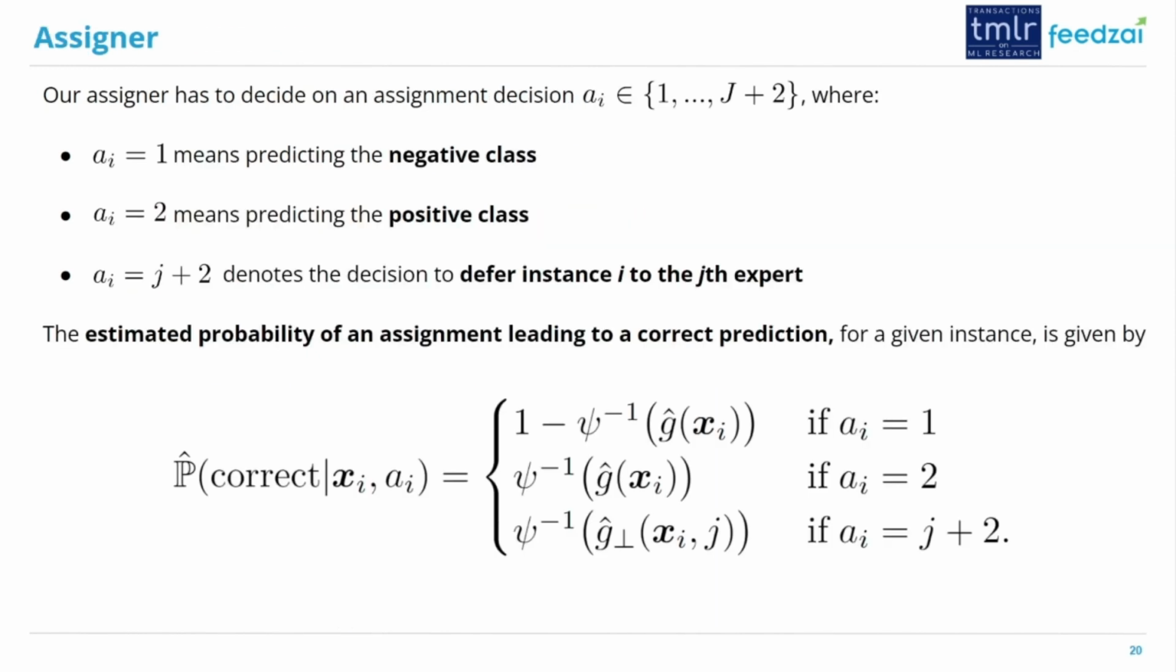In short, our assigner has to decide on an assignment decision ranging from integers 1 to J plus 2, where 1 means predicting the negative class, 2 means predicting the positive class, and j plus 2 denotes the decision to defer instance i to the jth expert. The estimated probability of an assignment leading to a correct prediction for a given instance is then given by the following expression, which uses the scoring functions trained previously.